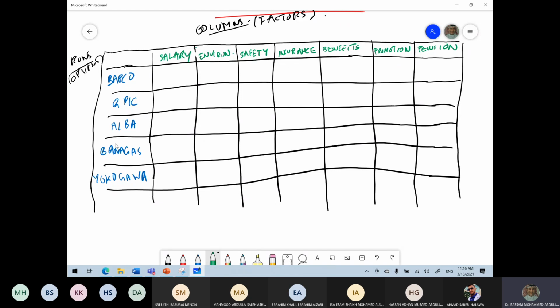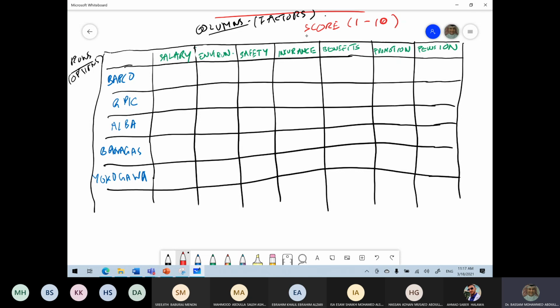So here we have the options. Here we have the factors. What we are going to add is scores, and the score that we are going to add here is from 1 to 10. For example, how much am I going to score for Bobco in terms of salary? I want to score 8 out of 10. For GPIC 9 out of 10, Benegas 5 out of 10. I'm just giving examples. I don't mean that they're less or more. The one that you feel, in your opinion, has a better salary, you give a higher score. That's the first thing that we're going to do, the score.